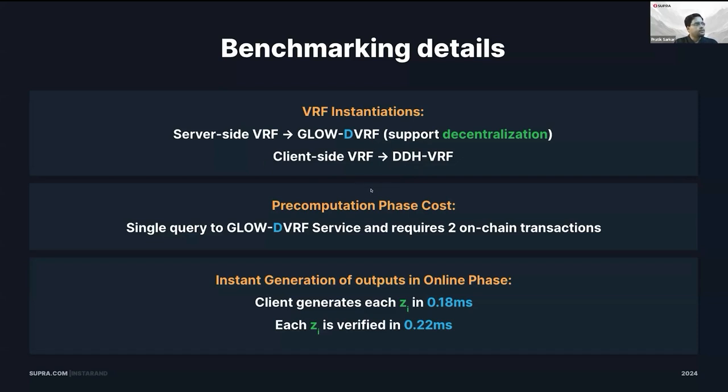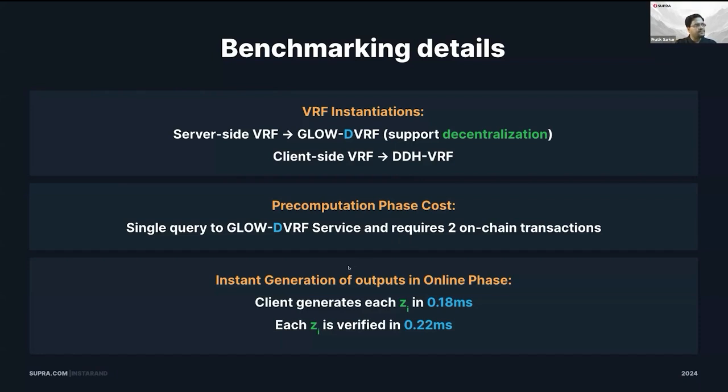Now coming to the pre-computation phase, the cost of the pre-computation is a single query to the Glow DVRF service, and it requires 2 on-chain transactions. So it's just one VRF query from the client to the Glow VRF service. That's the pre-computation cost.